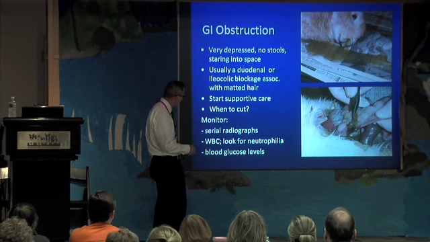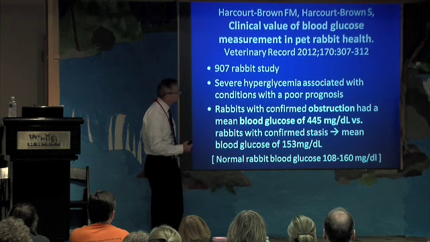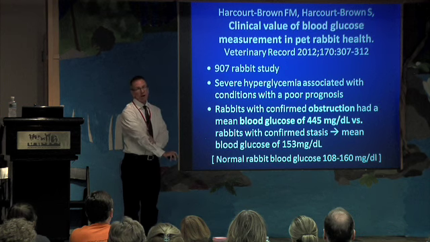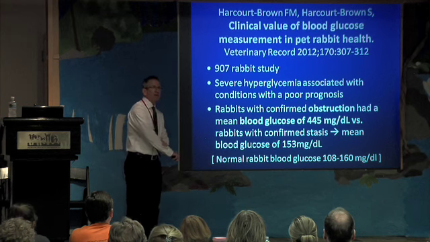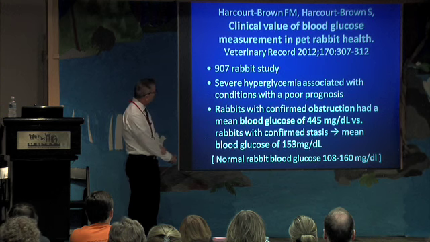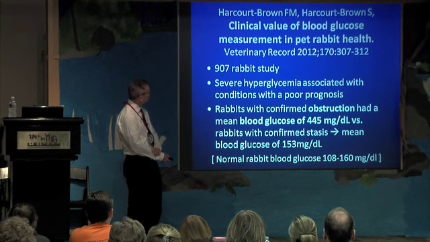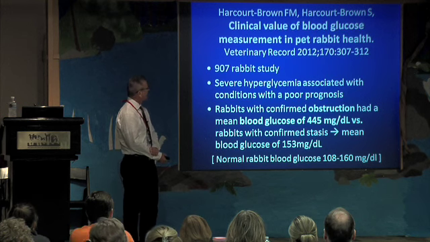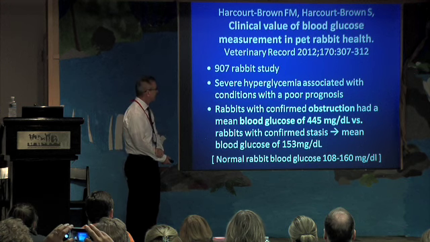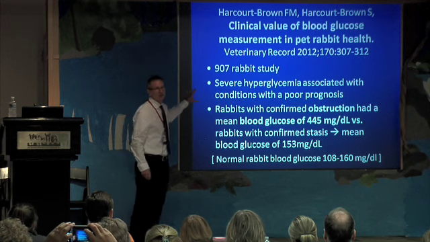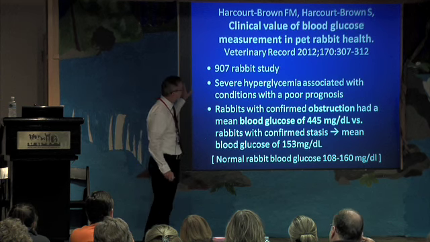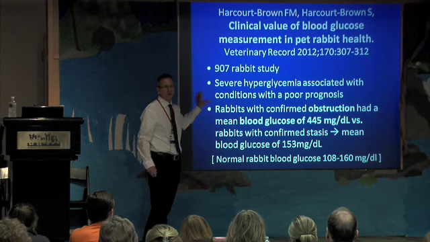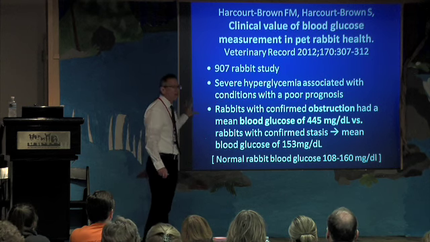But this paper from Frances Harcourt-Brown looking at blood glucose levels was fascinating. This was from the Veterinary Record, which is the UK edition of our American Veterinary Medical Journal, 2012. Frances Harcourt-Brown and her son did a study looking at the clinical value of blood glucose measurement in pet rabbit health. This was a 907 rabbit study. Now, this is not just looking at GI disease, but looking at blood glucose in rabbits in general for any type of illness across the board, and healthy rabbits as well.